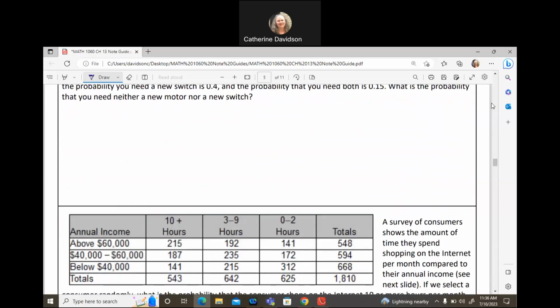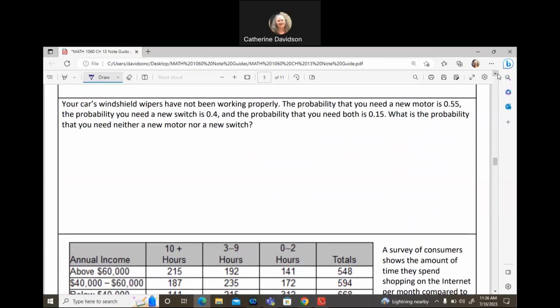Your car's windshield wipers have not been working properly. The probability you need a new motor is 0.55. So the probability you need a motor is 0.55. The probability you need a new switch is 0.4. And the probability that you need both, the probability you need a motor and a switch, is 0.15. What is the probability that you need neither a new motor nor a new switch?